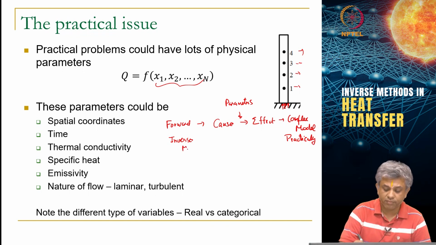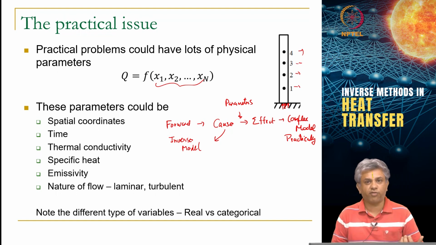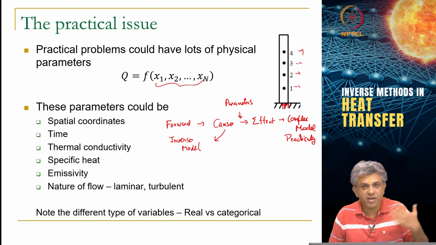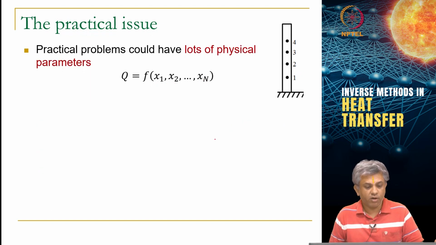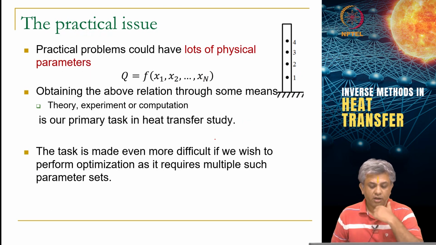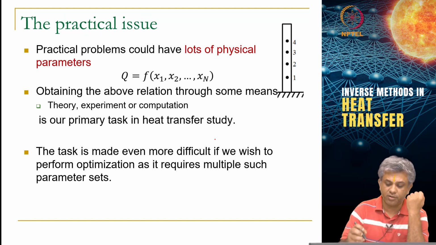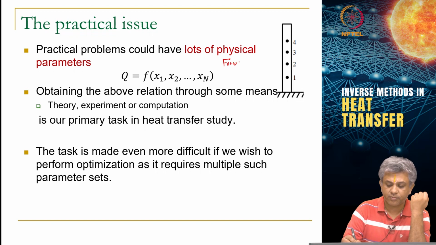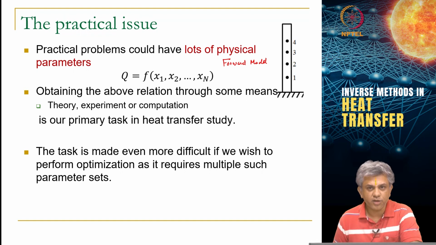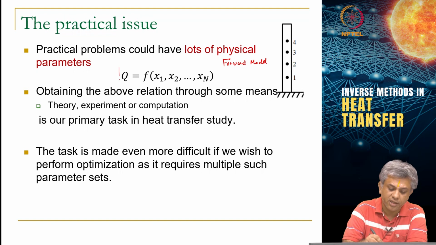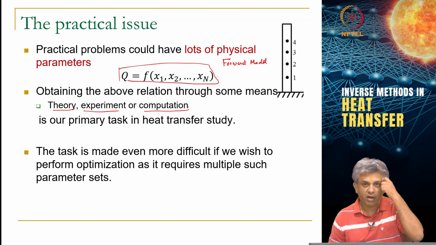Now, the inverse model can be effected only if you have the forward model, really. I mean, without the forward model, what are you going to do? You can't do any of the inverse techniques that we looked at so far. Now, what we need to do is to try to obtain this relationship, this forward model, in some way. Typically, in a usual heat transfer course, in an undergraduate or a graduate heat transfer course, we are building these models either through theory or through experiment or through computation.